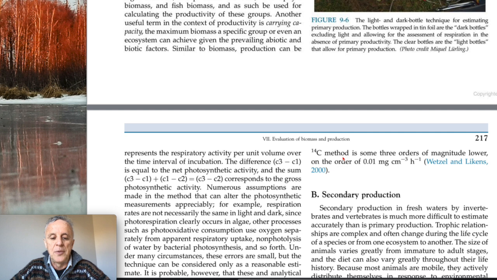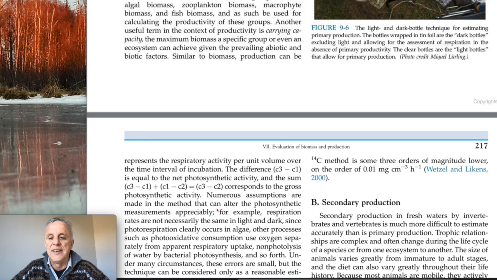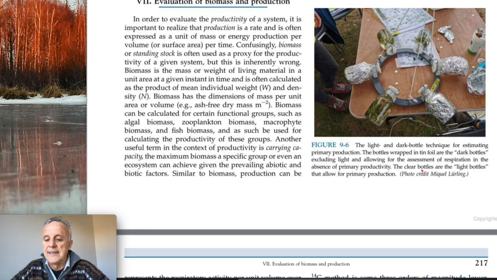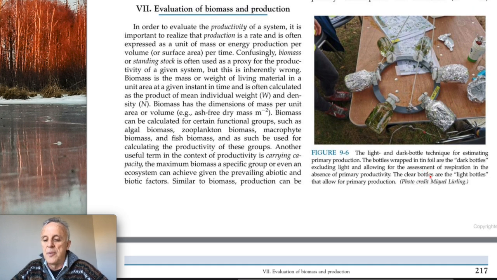represents the respiratory activity per unit volume over the time interval of incubation. The difference of C3 minus C1 is equal to the net photosynthetic activity, and the sum C3 minus C1 plus C1 minus C2, which is equal to C3 minus C2, corresponds to the gross photosynthetic activity. So let's look at figure 9.6 here. Light and dark bottle technique for estimating primary production.